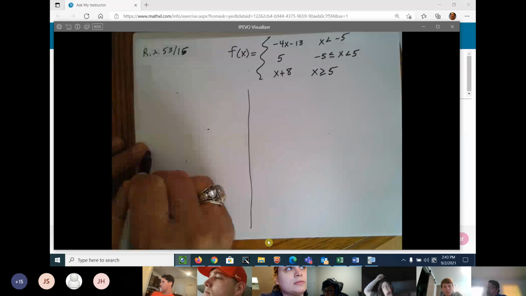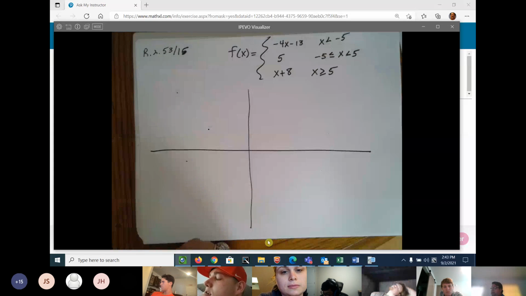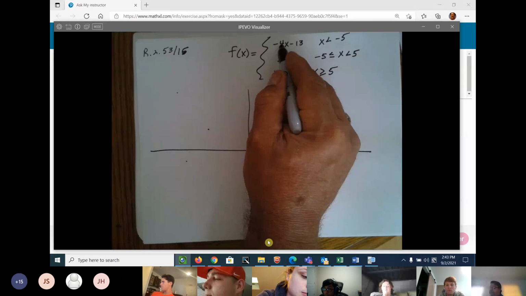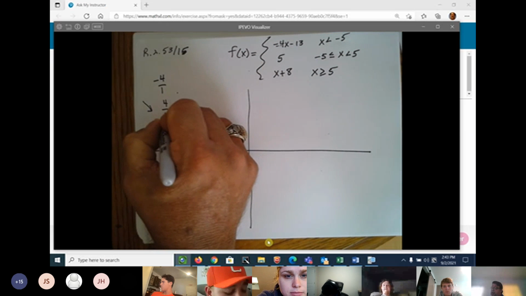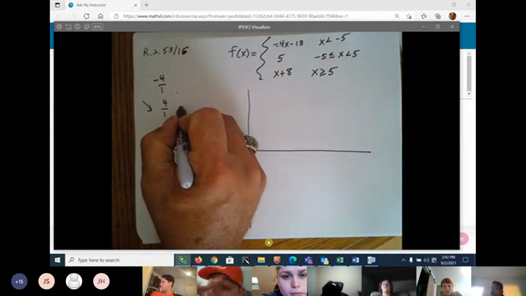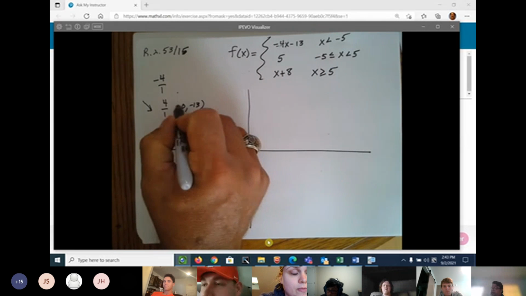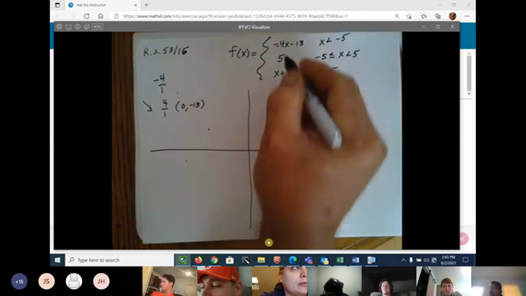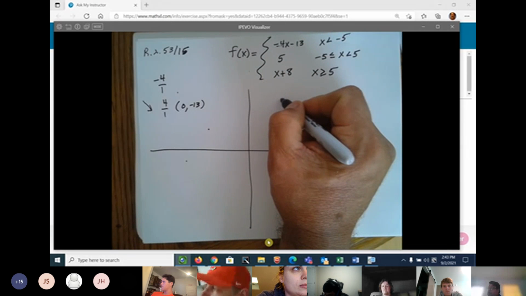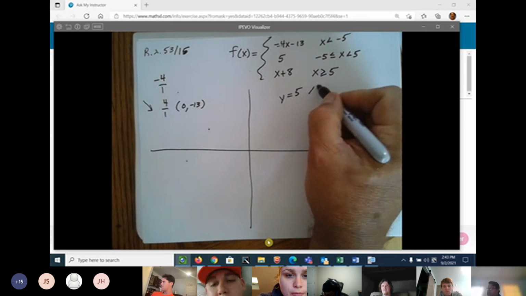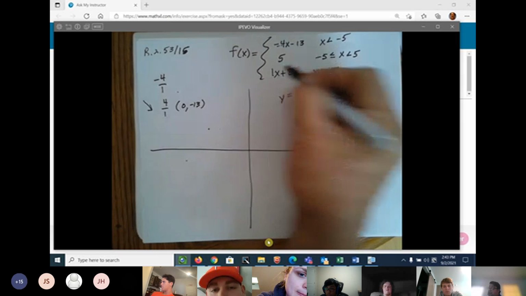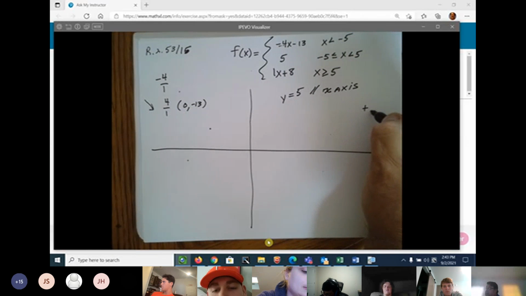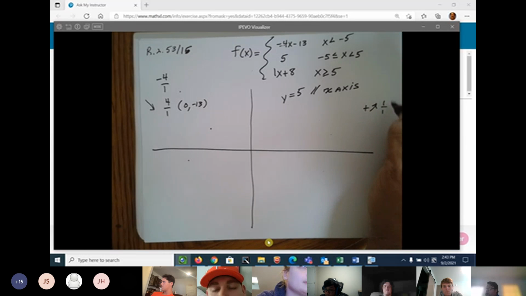And we're going to draw a graph. Negative 4x means negative 4 over 1, which means left to right down, 4 over 1, with a y-intercept at 0, negative 13. Then y is equal to 5, which means it's parallel with the x-axis. In this one you have a slope of 1 positive, left to right up, slope of 1 over 1, and a y-intercept of 8.